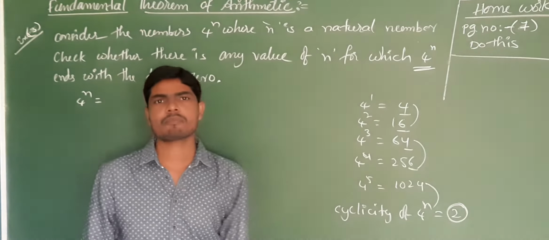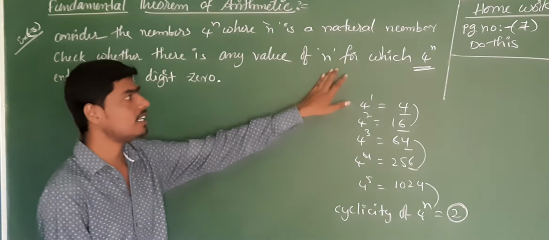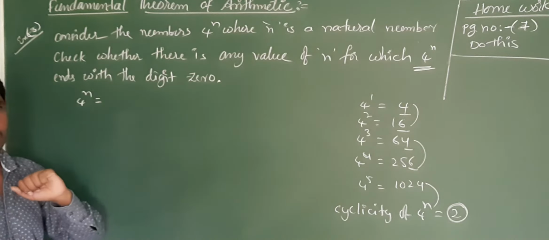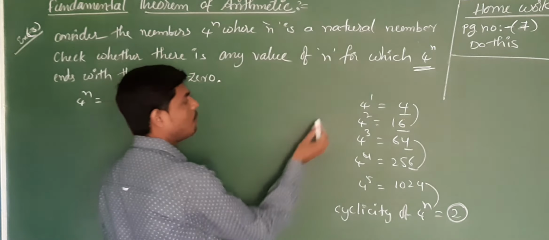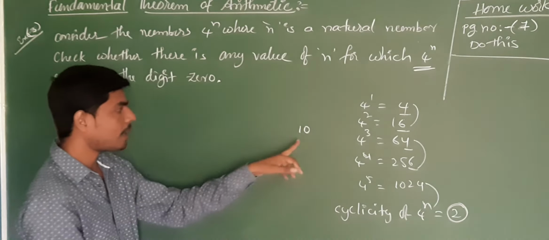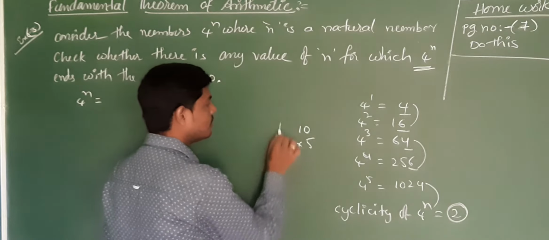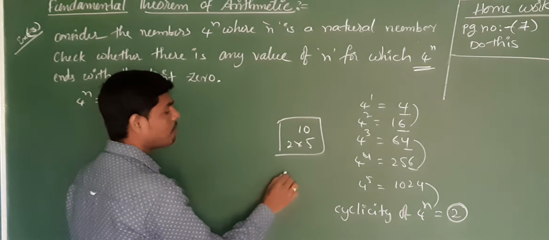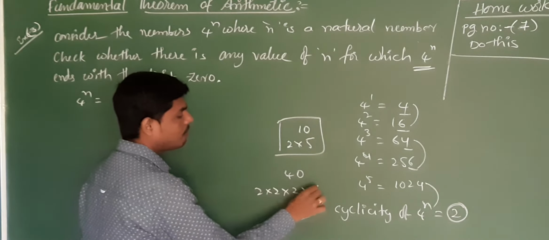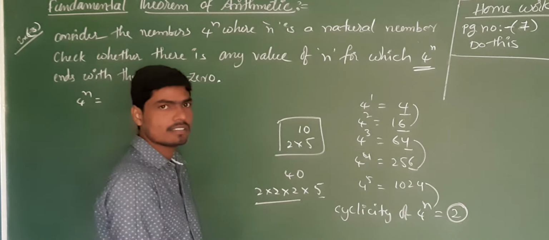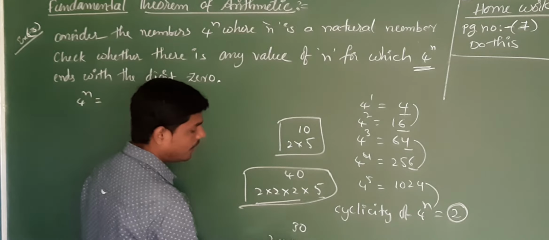Why are we not getting 0? He is asking us to check whether there is any value of n for which it ends with 0 or not. No, it is not. What is the reason? For example, 0 in the ones place, take 10. Take the prime factorization of 10: 2 × 5. Fine, keep this aside. Now take another number, 40 for example. This you can write as 2 × 2 × 2 × 5. Take 30: 2 × 3 × 5.